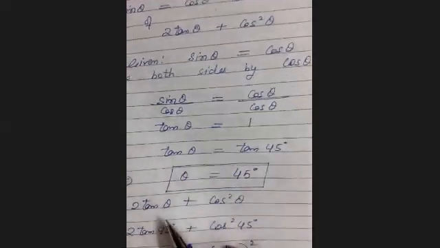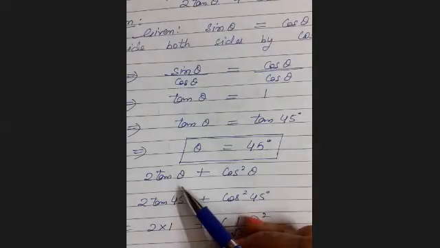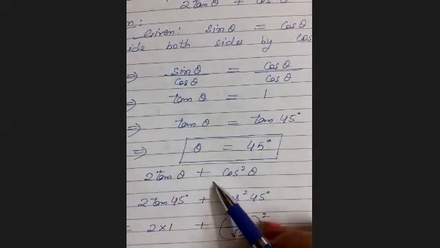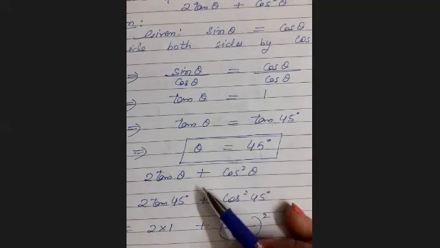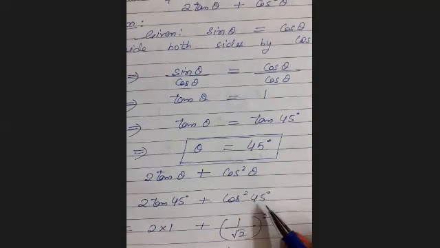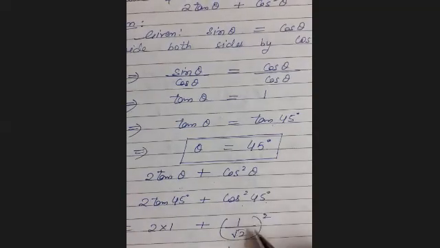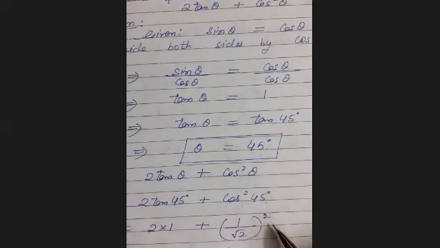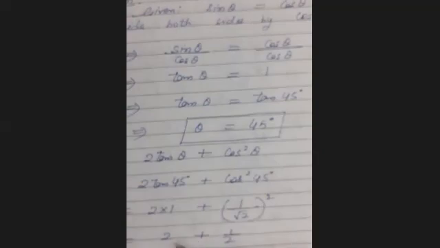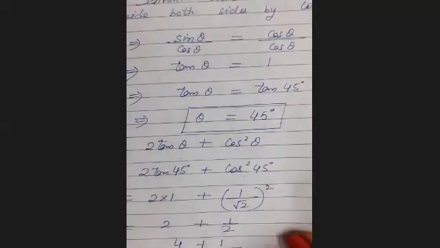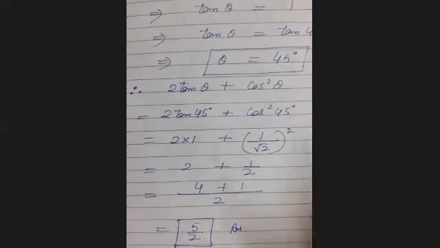Now here we have to find out the value of this expression, 2 tan theta plus cos square theta. Here theta is 45. Tan 45 is 1 and cos 45 is 1 by root 2, squared. And by simplifying it, we are getting 5 by 2, which is the value of this expression. Now let us discuss more questions.